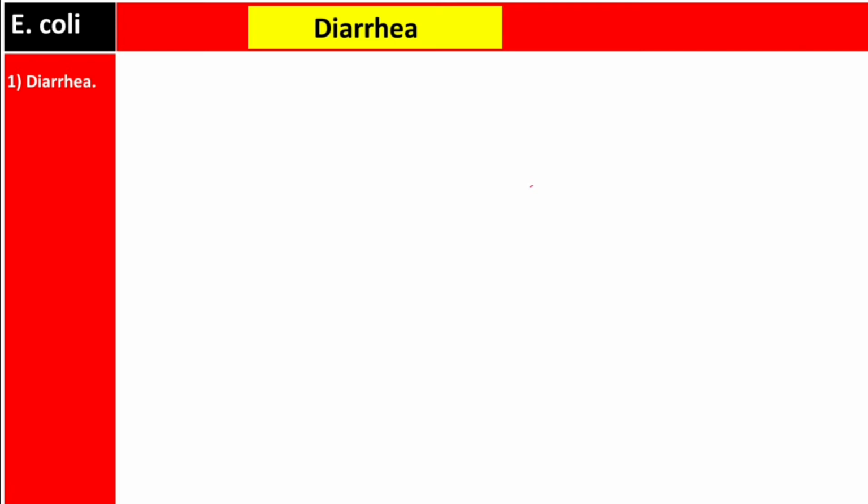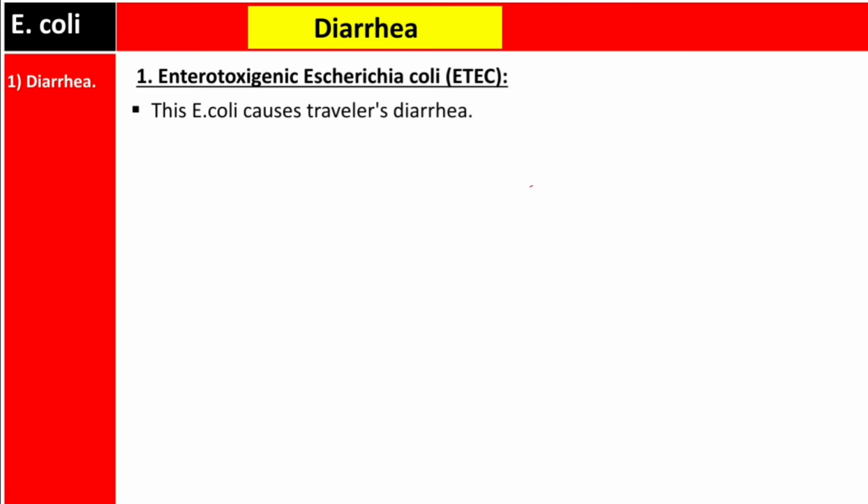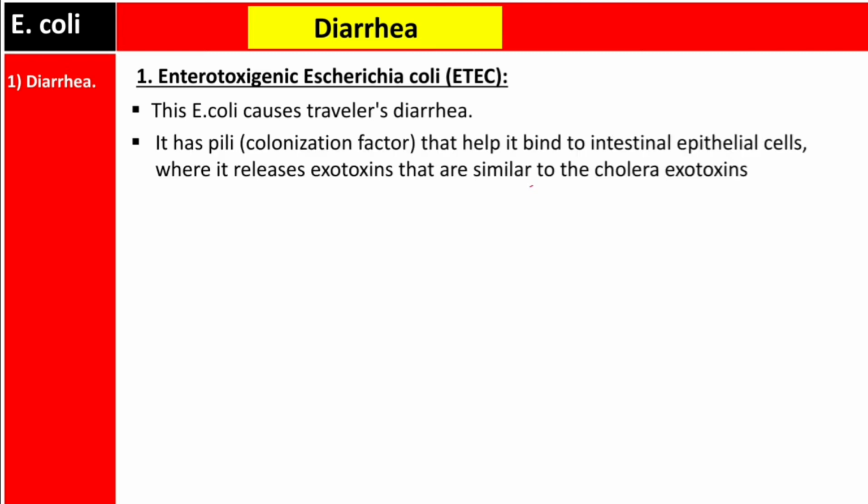Number 1 is called enterotoxigenic E. coli or ETEC. This E. coli causes traveler's diarrhea. It has pili, as I told you, which are a colonization factor that helps it to bind to the intestinal epithelial cells, where it releases exotoxins that are similar to cholera exotoxin, choleragen. The toxins are the heat labile toxin, which is just like cholera toxin, and the heat stable toxin.